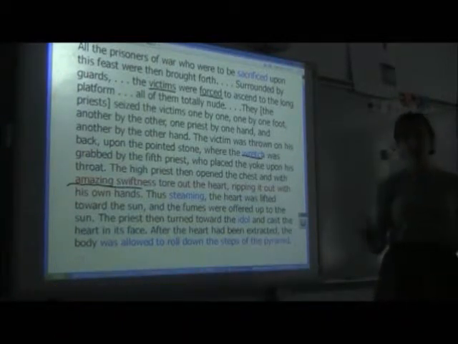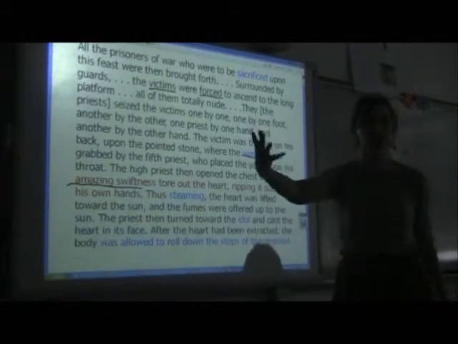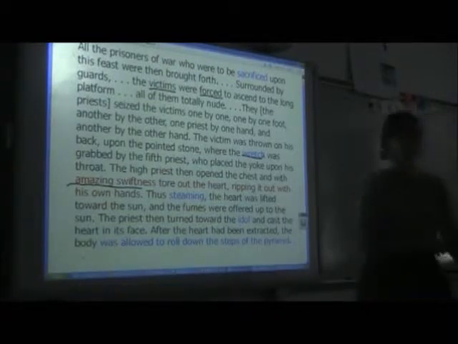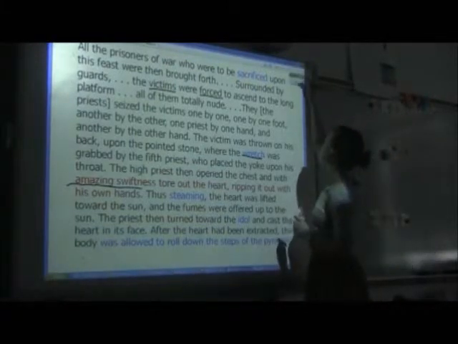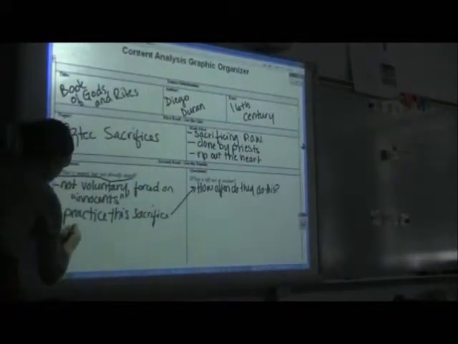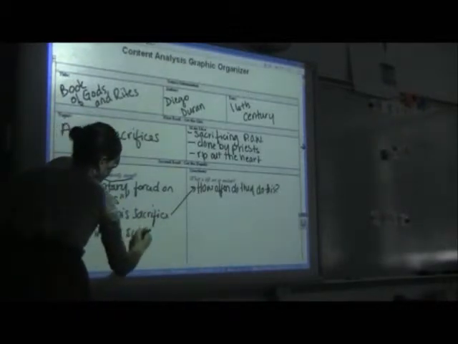That's a very repetitive thing. He's lifting it toward the sun, he's offering it to the sun. You could make an inference that there's some sort of power in the sun that they worship, that they're doing the sacrifice for. So in some way, there's power in the sun.